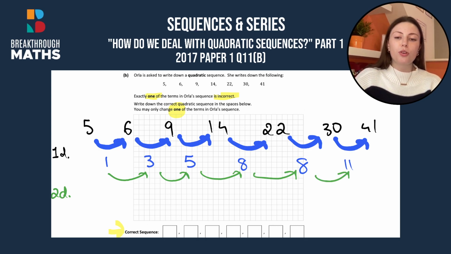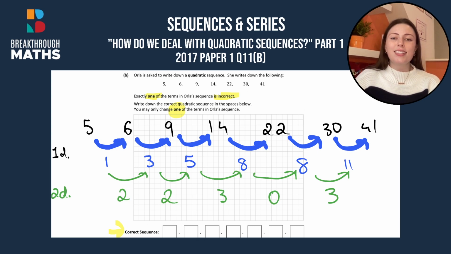So the difference between 1 and 3 is 2. The difference between 3 and 5 is 2. The difference between 5 and 8 is 3. The difference between 8 and 8 is 0. And the difference between 8 and 11 is going to be what? That's going to be 3. Okay, so we have 2, 2, 3, 0, and 3. So we can see that this doesn't look like a quadratic sequence at the moment.